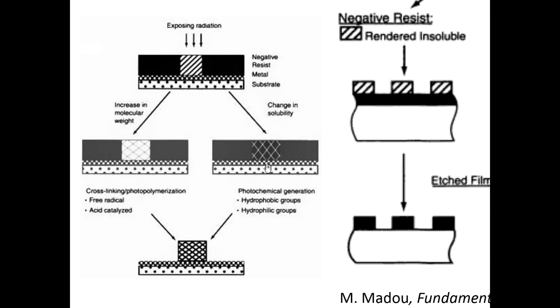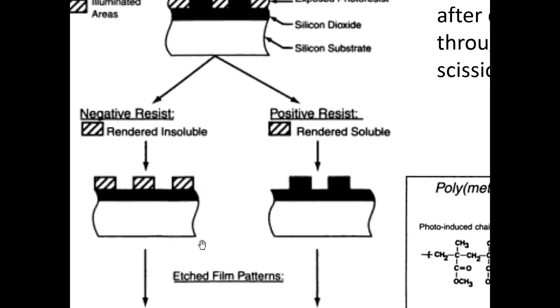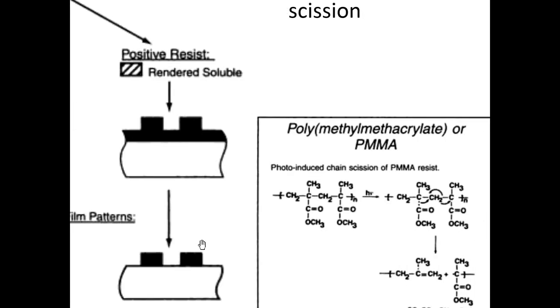Other things that can happen is that the ultraviolet light can generate hydrophobic or hydrophilic groups, which can also change the solubility properties of the material. But at the end of the day, the regions that were exposed become insoluble in the developer. Now, the developer obviously has to be chosen properly. There are different types of developers designed for positive and negative photoresists, and those developers are typically commercially available.